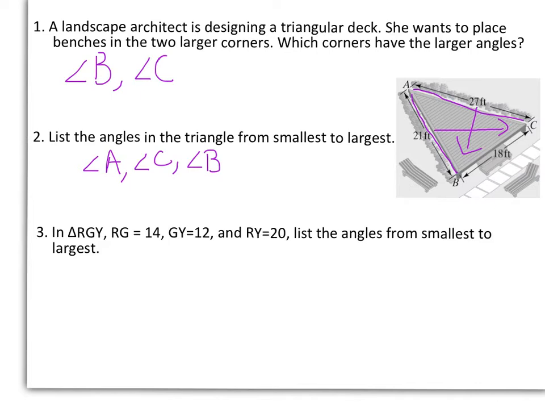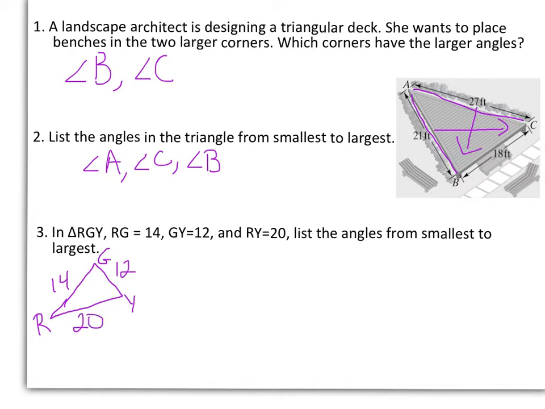Okay, and number 3 it says we are given triangle RGY. RG is 14, GY is 12, and RY is 20. List the angles from smallest to largest. Sometimes with these problems it helps to draw a diagram, and it doesn't have to be drawn to scale, but we have triangle RGY, where RG is 14, GY is 12, and RY is 20.